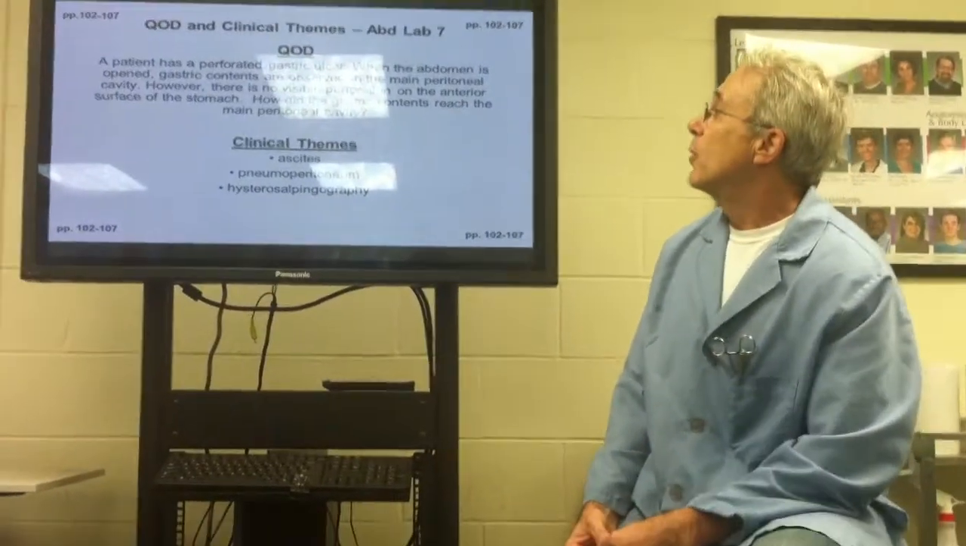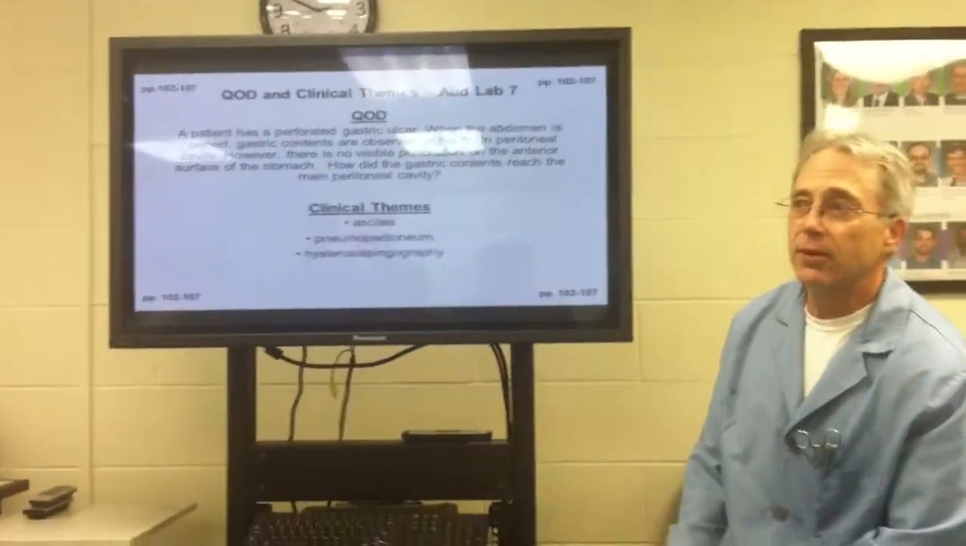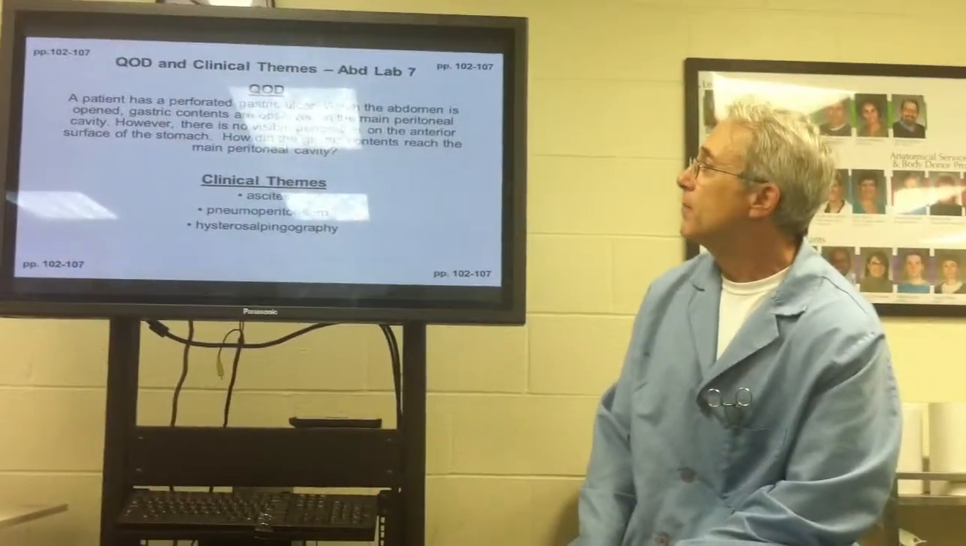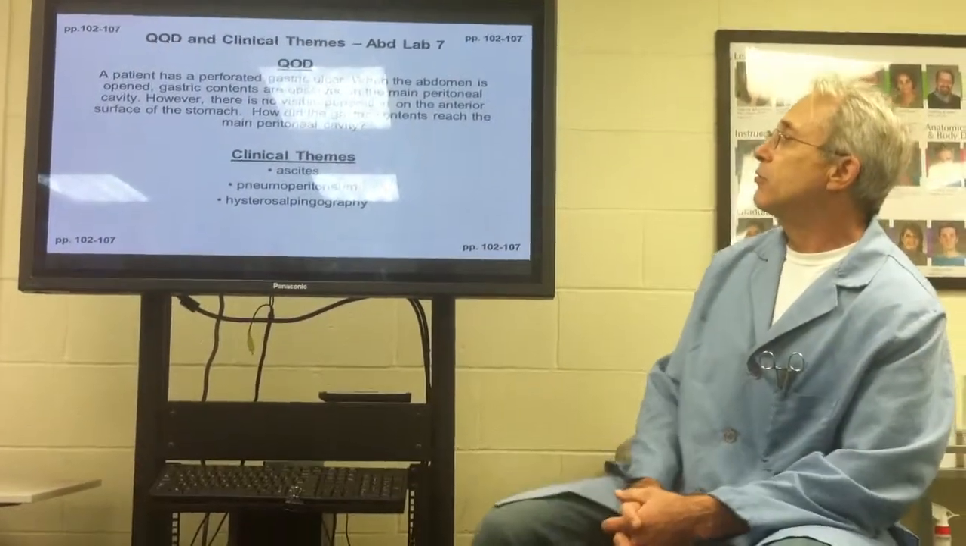Okay, today a patient has a perforated gastric ulcer. When the abdomen is open, the gastric contents are observed in the main peritoneal cavity. That's the greater peritoneal sac. Right? However, there's no visible perforation on the anterior surface of the stomach. How did these gastric contents reach the main peritoneal cavity? This is pretty easy, right?